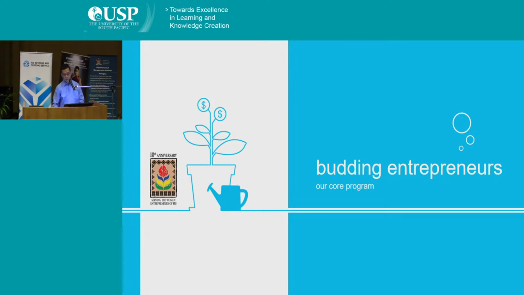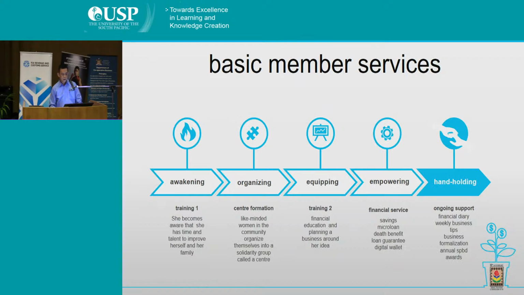We have the budding entrepreneurs. That's our core program, actually. So these are the basic services that we provide. We provide training. We call it awakening. Maybe you've been used to just taking care of children, cooking in the house, waiting for the husband, and you think that's the life of a woman. We say, no, you are sleeping. You have to awaken to the fact that you have a lot of things to do. God has given you talents, and you are wasting them by just doing that. So awaken, so she becomes aware that she has time and talent to improve herself and her family.